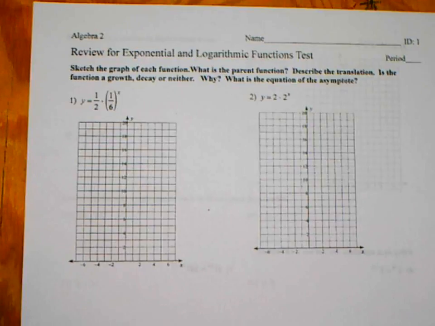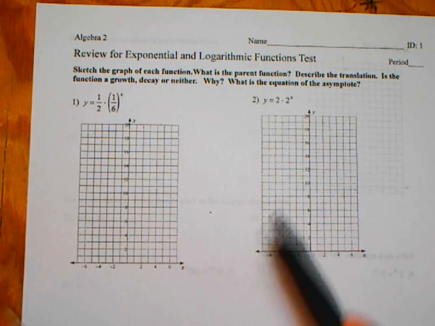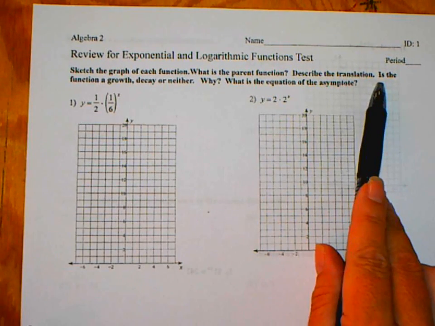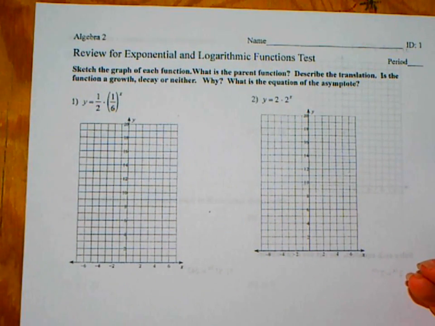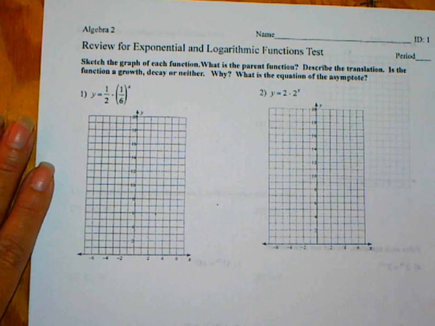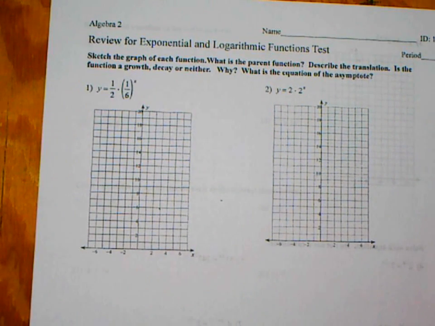Number 1 together, this one will not be a multiple choice question on the test. There's several things that you have to answer, and I may even add more to it, okay? So this question will be just like what you're going to see on your test, not multiple choice. It says, sketch the graph of each function. What is the parent function? Describe the translation. Is the function a growth, decay, or neither? Why? And what is the equation of the asymptote? So you have to answer all those things, okay?